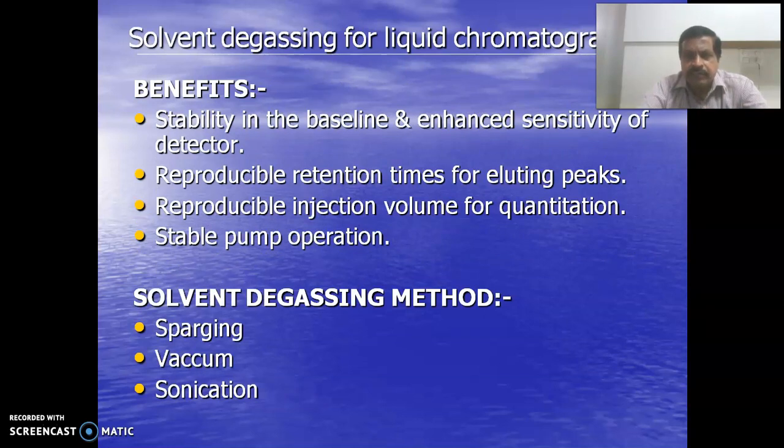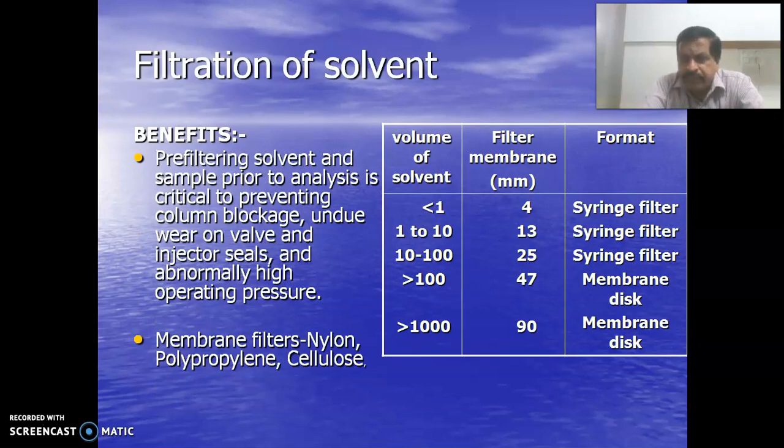Solvent degassing for liquid chromatography has different advantages: it helps stability of the baseline and enhances sensitivity of the detector. There is an advantage of reproducing retention times for eluting peaks, reproducible injection volume for quantification, and a stable pump operation. You are aware that there are different degassing processes, particularly sparging, vacuum, and sonication. Any one of those three methods you can adopt for the degassing of the solvents.